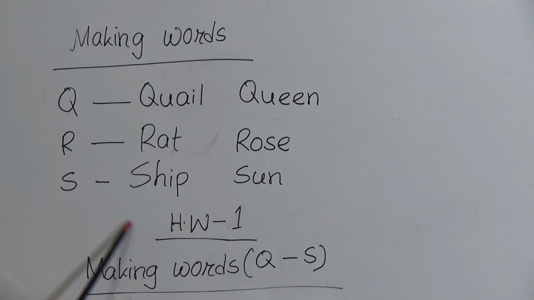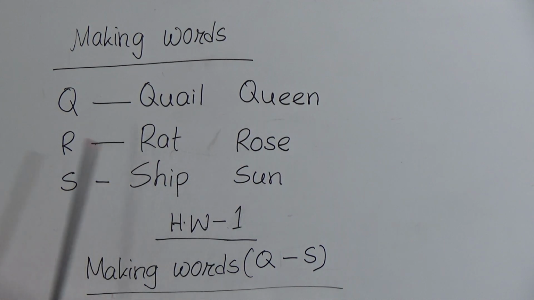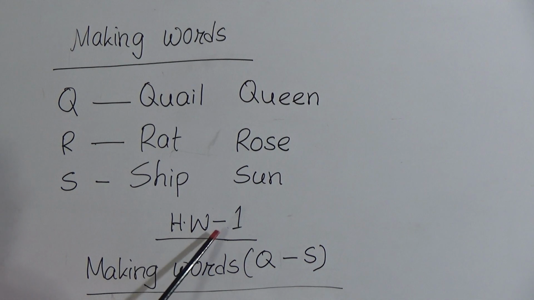And just look, students, today's first HW, number 1, is making words with Q, R and S. That means these things, this topic Q, R, S, these words. This is your HW number 1: making words with Q, R and S.